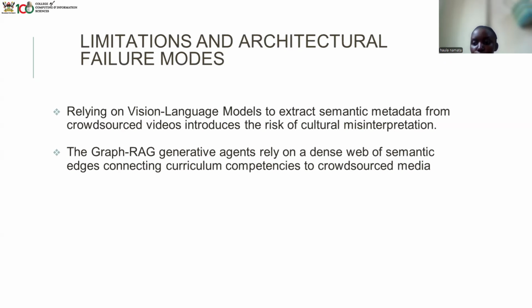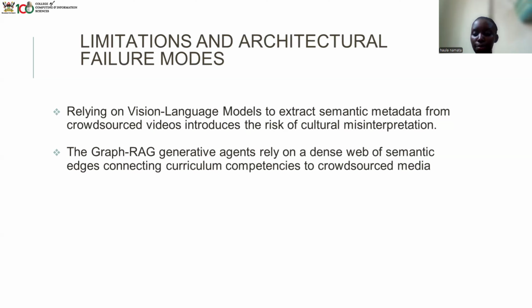And then, moving on to the limitations and the architecture failures of the system. These are the major architecture risks and the failure modes associated with the multimodal data warehouse educational system. First of all, cultural misinterpretation. The vision language models may incorrectly interpret localized cultural artifacts or practices, and the semantic extraction errors may propagate through the knowledge graph and affect the educational generation.